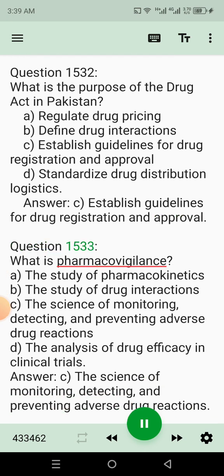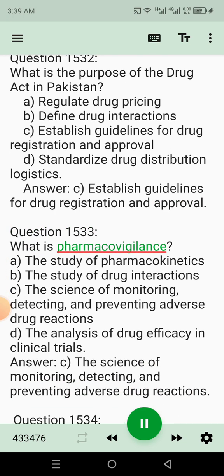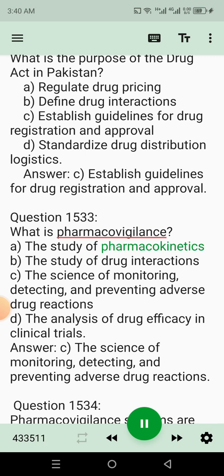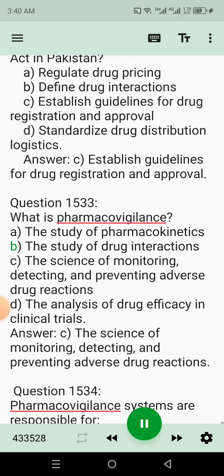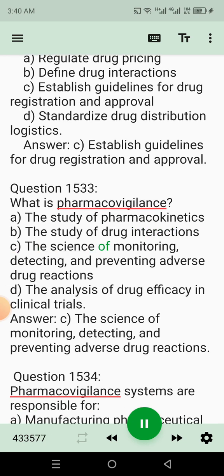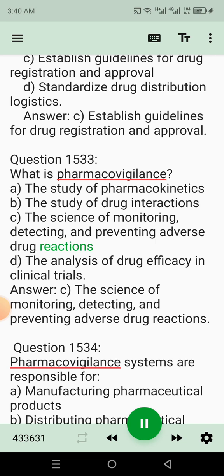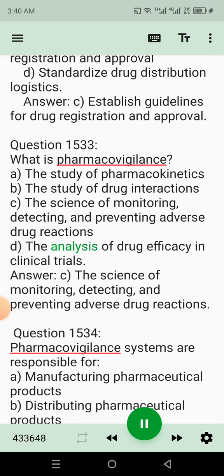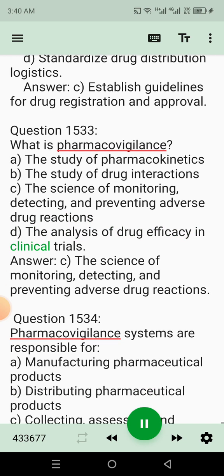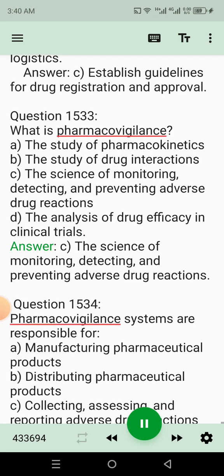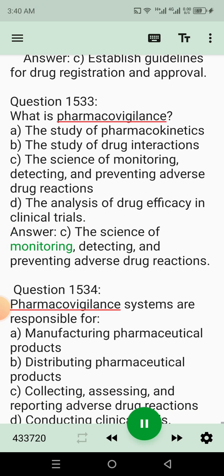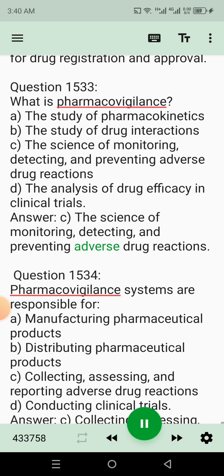Question 1533. What is pharmacovigilance? A. The study of pharmacokinetics. B. The study of drug interactions. C. The science of monitoring, detecting, and preventing adverse drug reactions. D. The analysis of drug efficacy in clinical trials. Answer. C. The science of monitoring, detecting, and preventing adverse drug reactions.